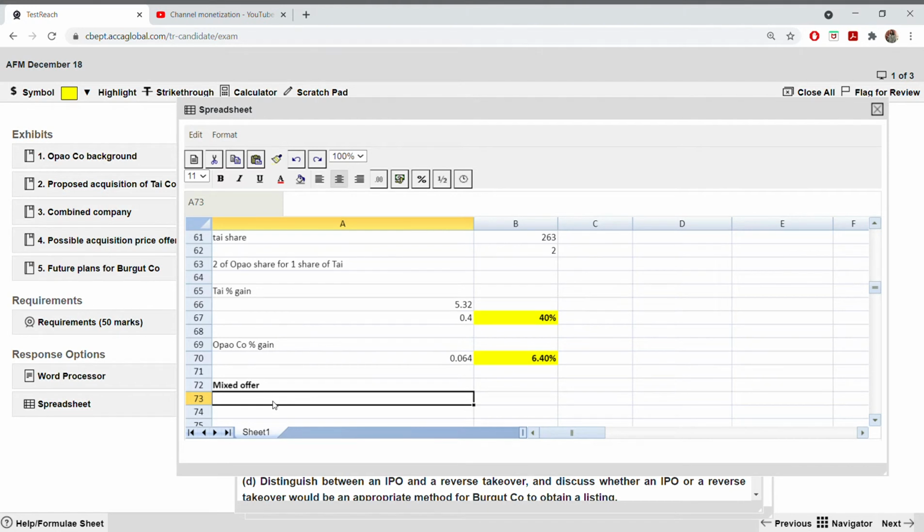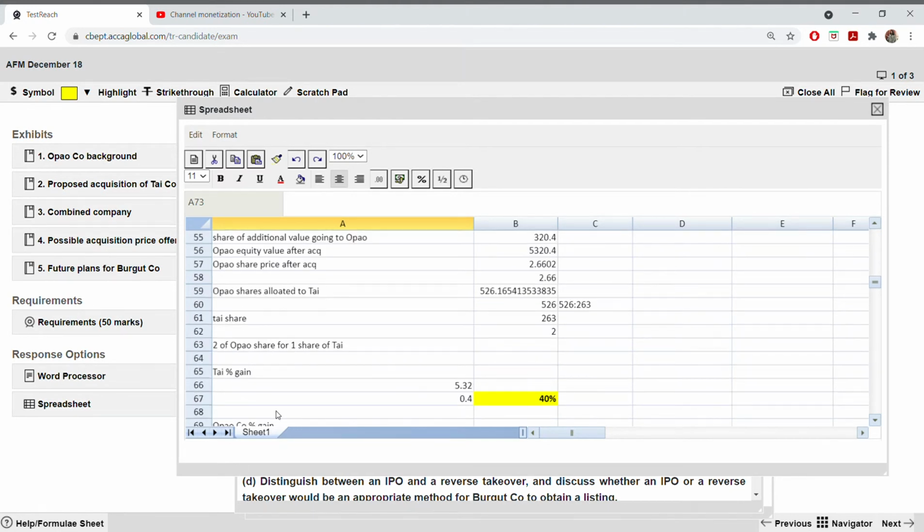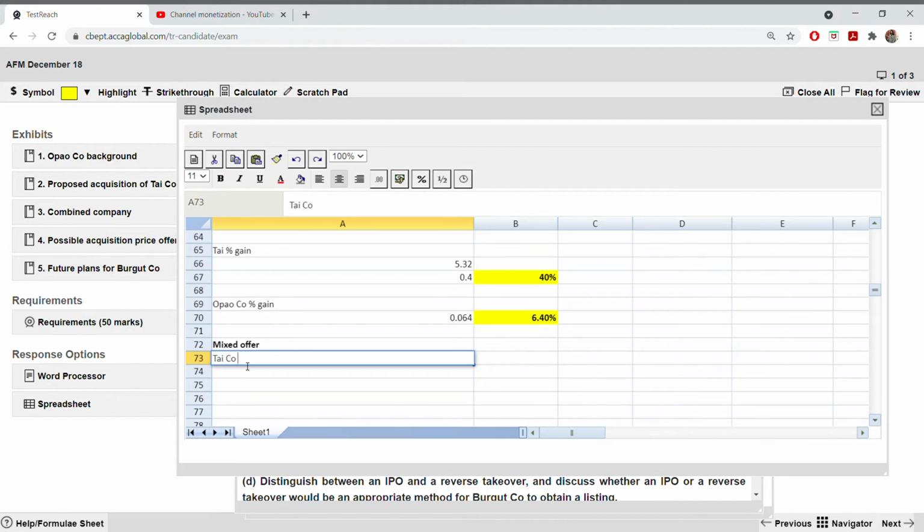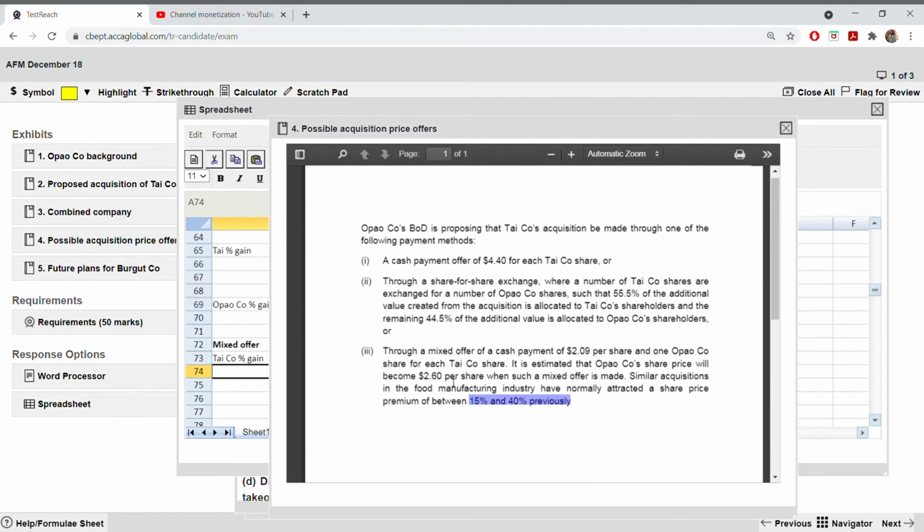So Thai company, make sure that consistency is there. I have been starting with Thai company in all the other two, so here also it is Thai company percentage gain. Here also, when I get Thai company's percentage gain, since I have to multiply by the number of shares, I have a long calculation to do, so I am going to do a step by step calculation. The cash is 2.09, and the share price will become 2.6. You have to add both this 2.09 and 2.6 because this is a mixed offer. Once you add, you minus 3.8 because Thai company's share price before acquisition was 3.8, divided by 3.8.